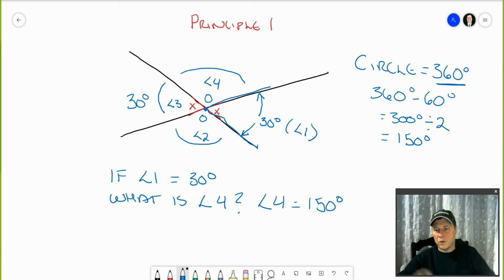And if you're ever unsure, I know when you were in high school doing math, you were told to prove your work by working backwards, right? So if you were to add up 150 plus 150 plus 30 plus 30, you should get 360 degrees. And if you do, then you did your math right.